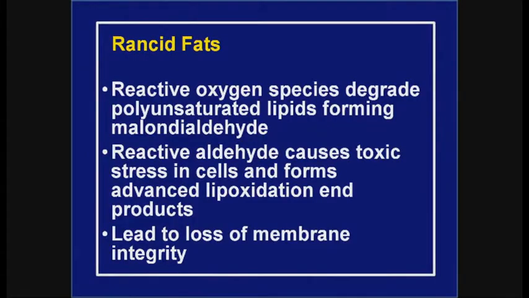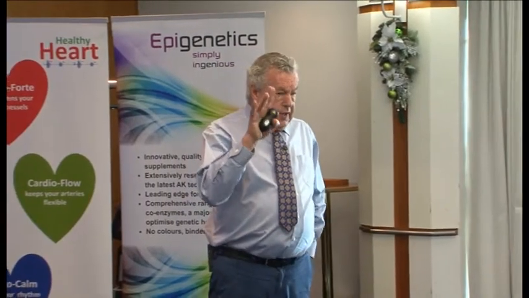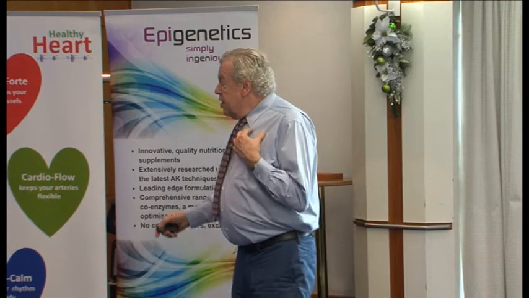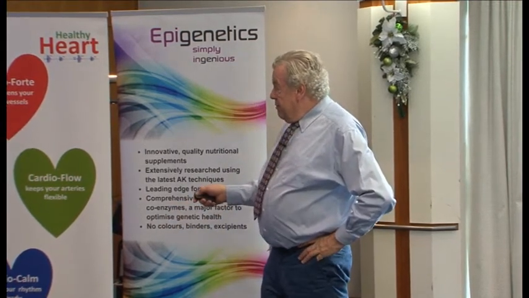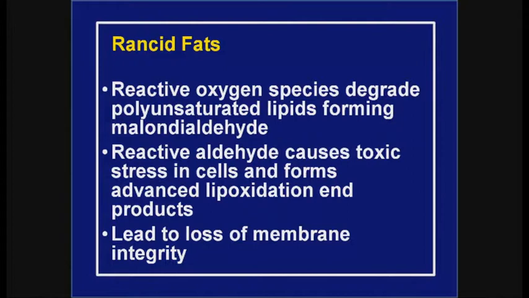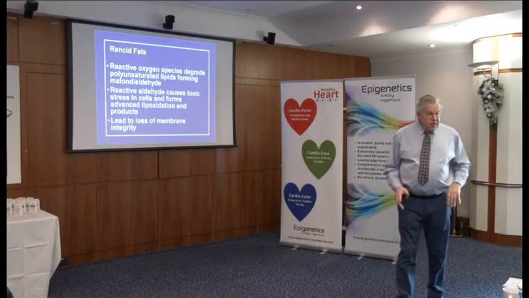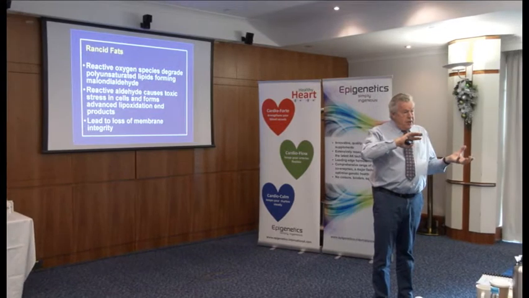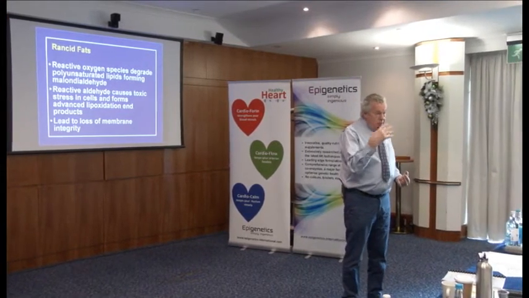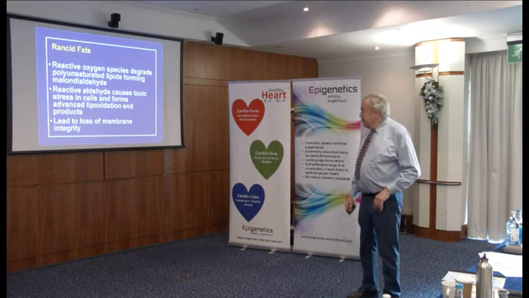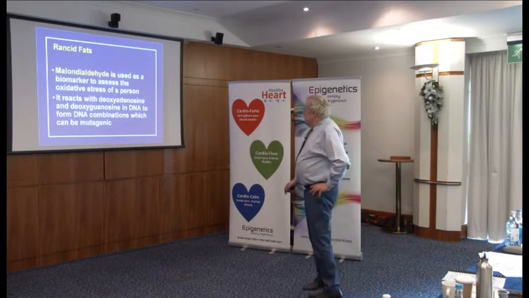So reactive oxygen species, or free radicals, as we talked about last time, degrade polyunsaturated oils, forming malonaldehyde. Malonaldehyde is one of the two markers for lipid peroxidation that we can use. Reactive aldehyde from the malonaldehyde causes toxic stress in cells and forms advanced lipid oxidation end products. This leads to a loss of membrane integrity, so the oxidized oils start to react strangely in comparison to normal oils as far as their chemical properties.